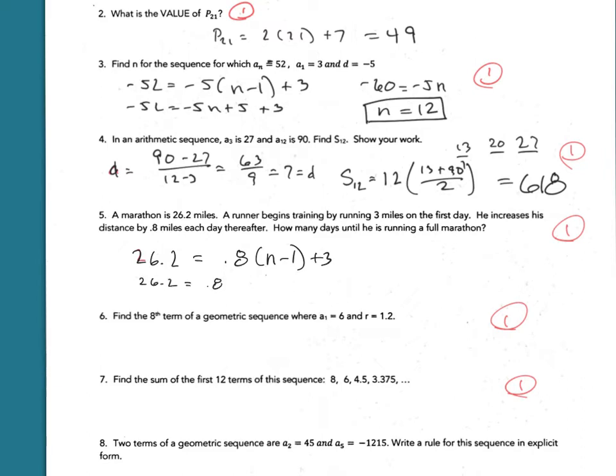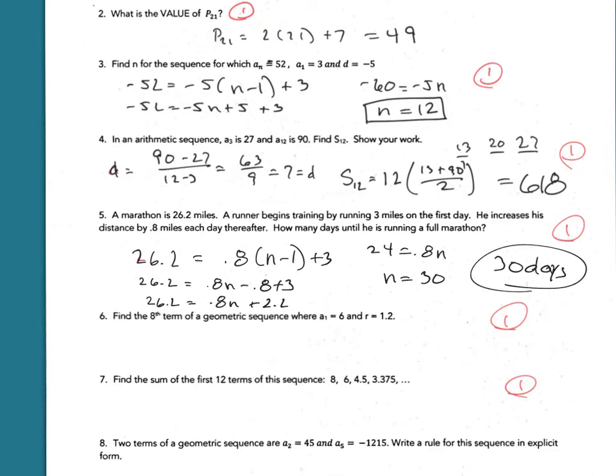So we'll solve this, and then we get 26.2 is equal to 0.8n plus 2.2. And then we'll subtract it over here. So 24 is equal to 0.8n, and then we get n equals 30. So 30 days. So those two problems do feel a lot alike. Obviously, one story problem, one not.